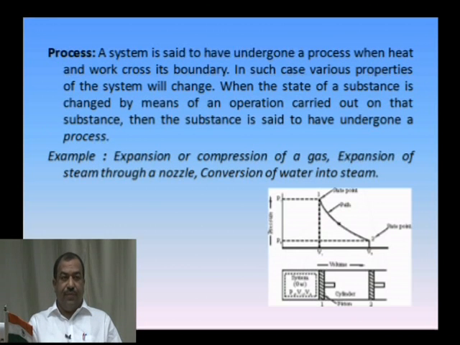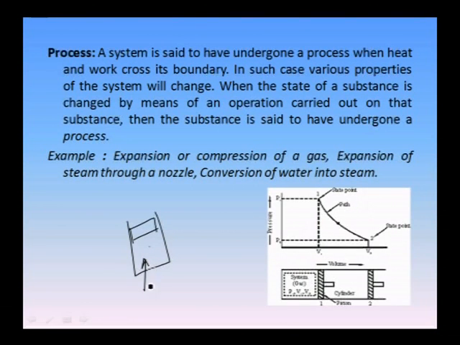Next, process. A system is said to have undergone a process when heat and work cross its boundary. Heat enters into the system and work crosses the boundary. When the heat and work transaction is occurring, then it is called as what? Process. In such a case, various properties of the system will change.